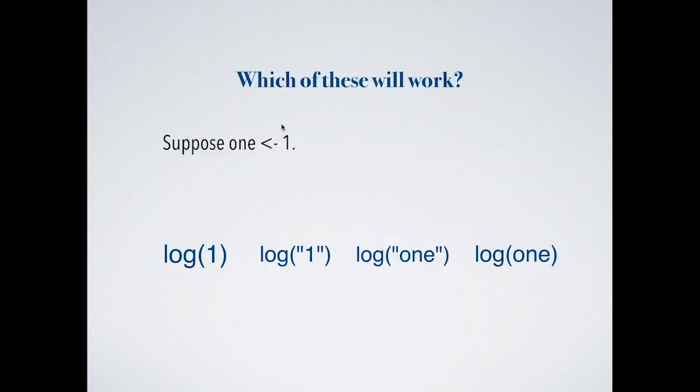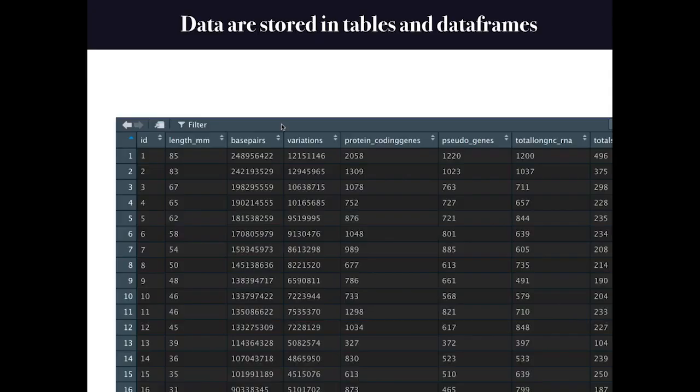Now, which one of these will work? We'll just call these A, B, C, D. Will this work? Yes, because we're taking the log, which is a function of a number. Will this work? No, because you can't take the log of a string. Will this work? No, it won't work because you can't take the log of a string. Will this work? Yes. Why? Because this object stores a number and we can take the log of a number. Good.